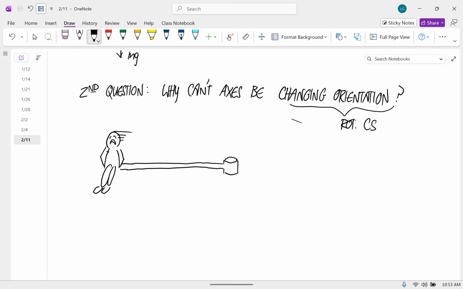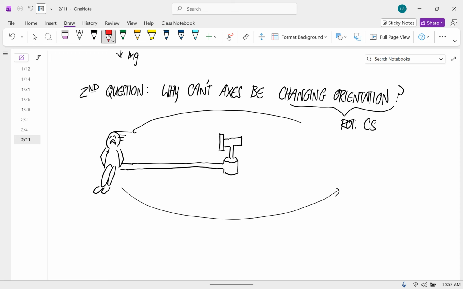Okay, so it's going around like this. And imagine that you have a camera that's watching this astronaut wannabe, and it's fixed to this arm, so it's rotating around with this person. So this is our coordinate system here.